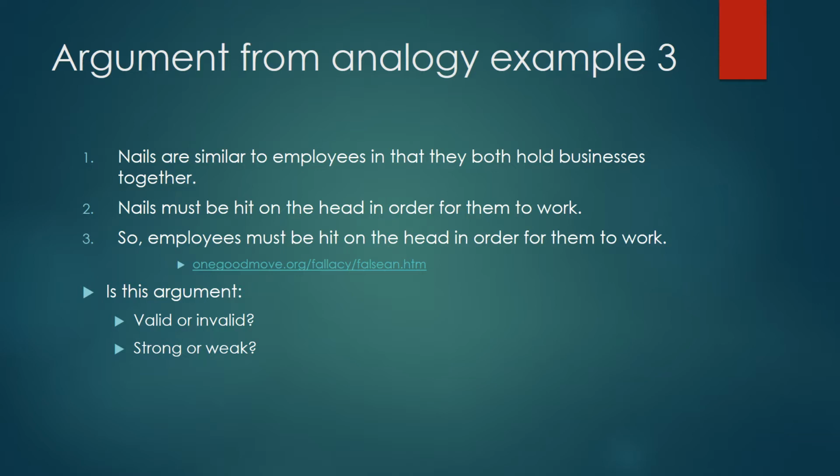Okay? Nails are similar to employees in that they hold businesses together. Nails must be hit on the head in order for them to work. So, employees must be hit on the head in order for them to work. Now, I think you can see right now that the argument is invalid, and I hope you can see that it's weak. And the reason this is weak is, even though it's an argument from analogy, the similarities are really not at all relevant to the conclusion that's being drawn, right?